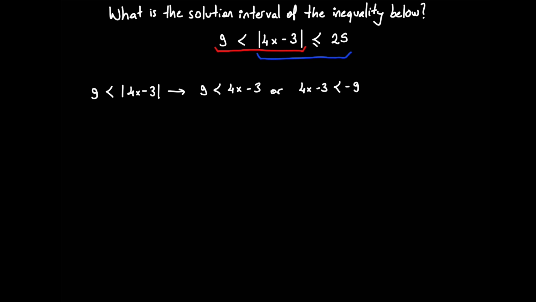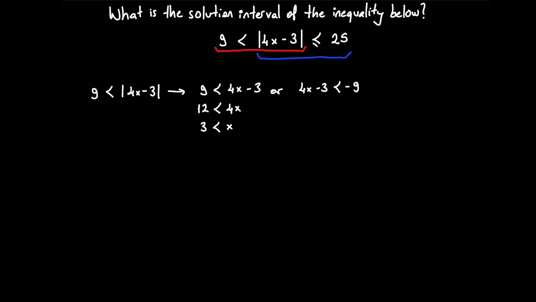I will pass minus 3 to the left hand side of the inequality. I will have 12 less than 4x. And then I will divide both sides of the inequality by 4. Then I will get x greater than 3.